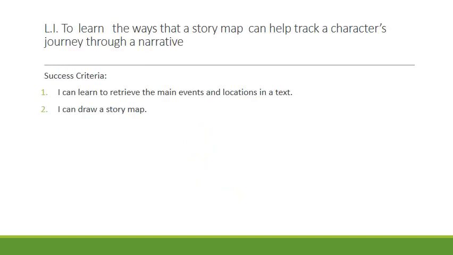Now, our learning intention today is to learn the ways that a story map can help track a character's journey through a narrative. Success criteria: I can learn to retrieve the main events and locations in a text. I can draw a story map. So, today we are going to draw a story map. Okay, now as we proceed further, I will be teaching you how to draw a story map.